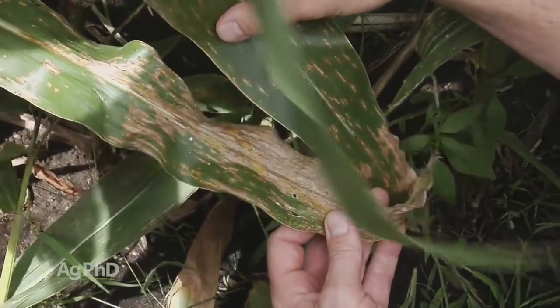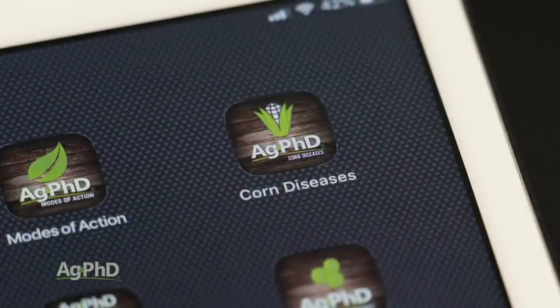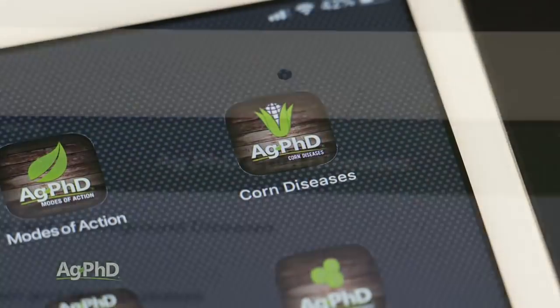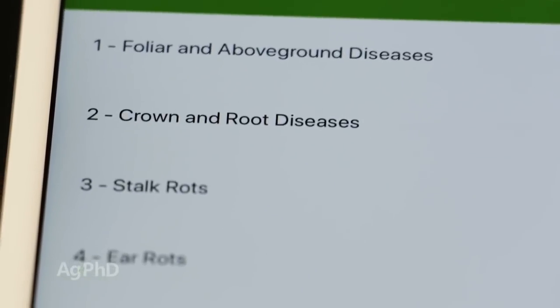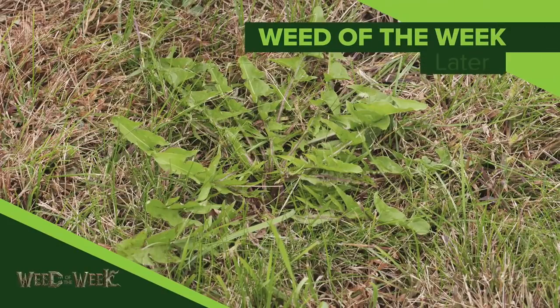Well, once again, we just encourage you, when you're out scouting your cornfields, to use the Ag PhD Corn Diseases app to help recognize one disease from the next. Well, unfortunately, a disease is probably not going to take out our weed of the week, but we'll show you the best ways to stop it on your farm coming up later in the show.